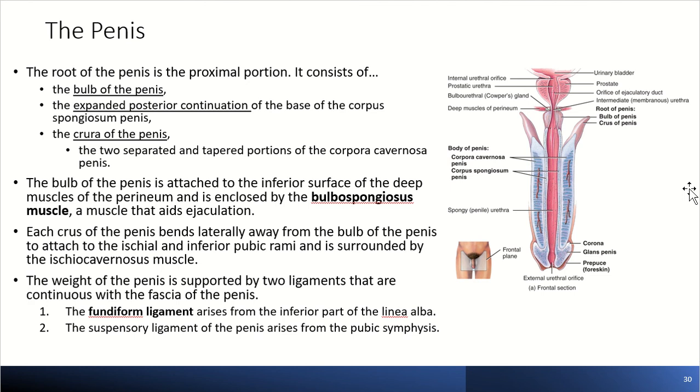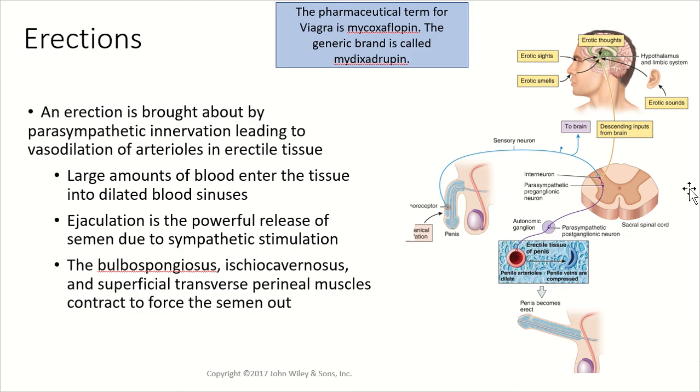The weight of the penis is going to be supported by 2 main ligaments that are continuous with the fascia of the penis. We have the fundiform ligament, which is going to arise from the inferior part of the linea alba, and then the suspensory ligament of the penis, which is going to arise from the pubic symphysis.